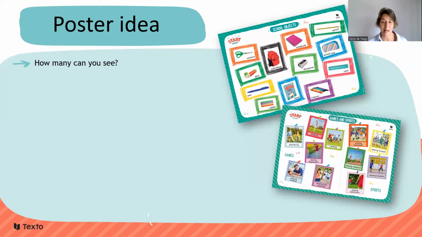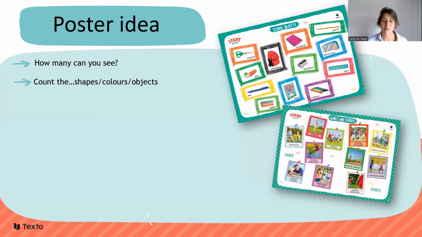Obviously, they can say the number. So again, bringing in a little bit of cross-curricular here, but you can also get them to actually say the word. So how many green things can you see? Oh, I can see 2. All right, what are they? Right, the scissors and the ruler, for example.